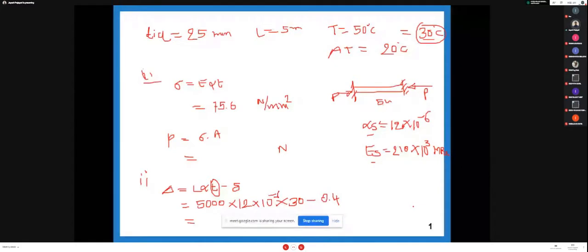Area is pi by 4 d square. So the diameter is given, okay, 25. So how to calculate area? Pi by 4 d square. D is 25 mm.